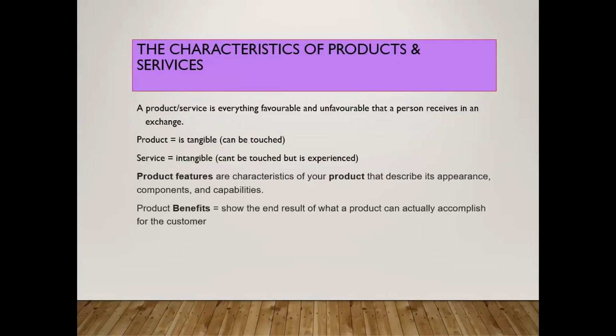Products are tangible goods that can be seen and touched. A service is an intangible good that you can't see, but you can experience it. Products have features, and these are characteristics of your product that describe its appearance, components, and capabilities. Products also have benefits, and the benefits are the end results of what a product can actually accomplish for the customer. So the features are what you see and can touch, and the benefits are what you experience while you use the products or services.